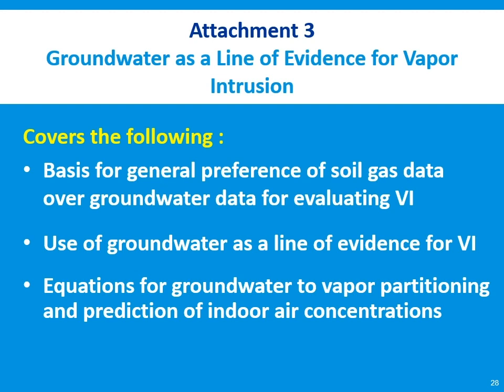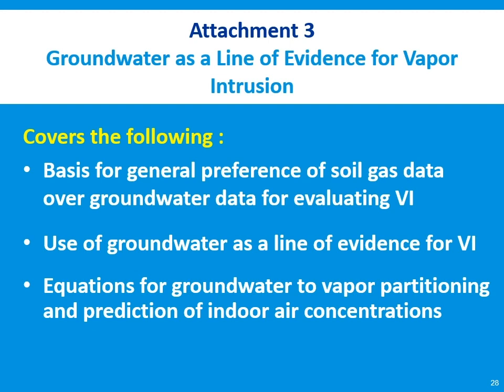Groundwater data are not the preferred line of evidence for evaluating vapor intrusion because of the uncertainties associated with partitioning equations and uncertainty about vapor transport through the capillary fringe. Additionally, groundwater concentrations may not be reflective of vadose zone contamination. The direct measurement of soil gas concentrations bypasses these uncertainties, which is why soil gas is recommended as a preferred line of evidence in Step 2. Therefore, groundwater data should not be used as a sole line of evidence to support vapor intrusion decisions.